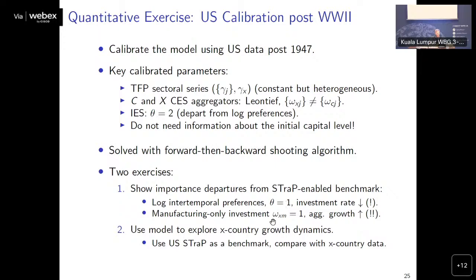And if we say that investment only consists of manufacturing goods, which is the other assumption that EAPCE make, they're going to get an increase in aggregate growth. We're going to get a decline. So these things matter qualitatively. And then I'll show you some cross-country data, which is a development pattern.